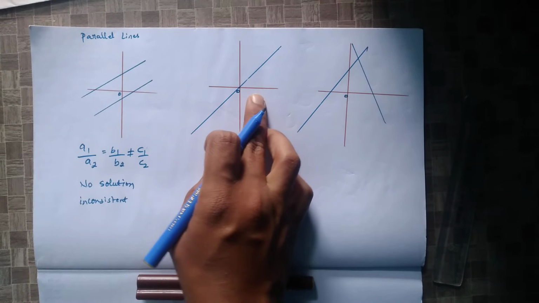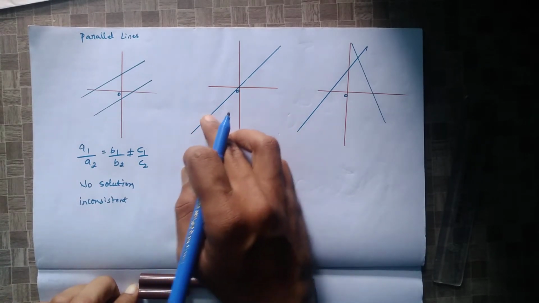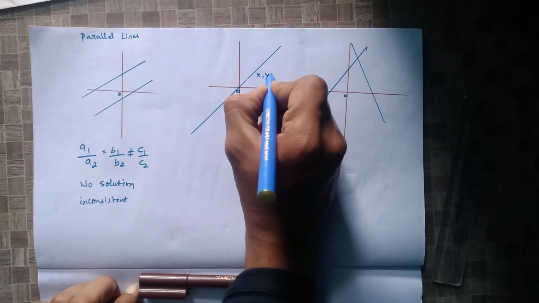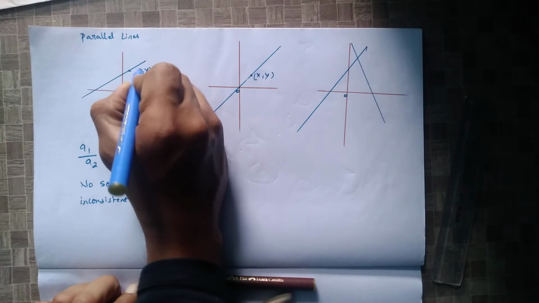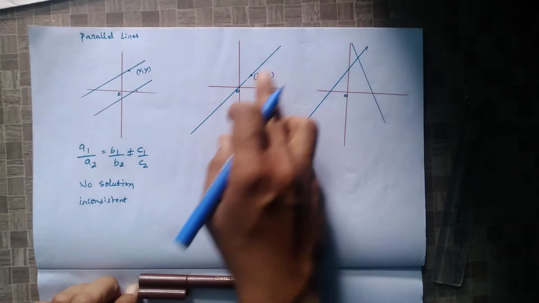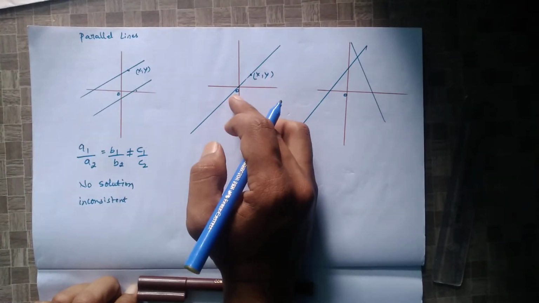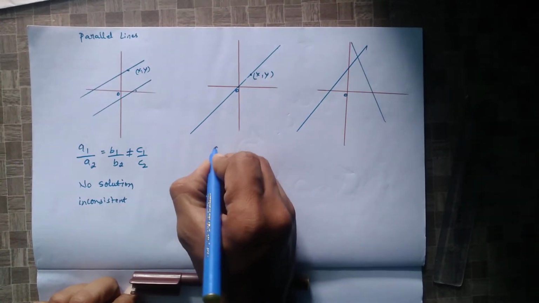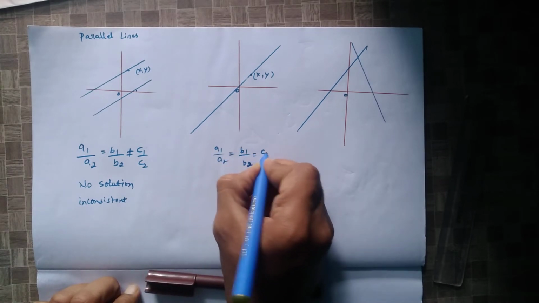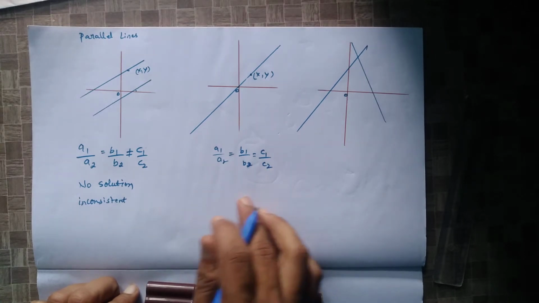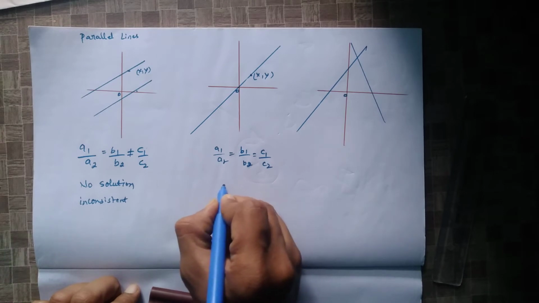Next, this is coincident. These are coincident lines. Here all the points of the equations lie on one line, x comma y. So all the points lie on one line, and these are called coincident lines. Here a1 by a2 is equal to b1 by b2 is equal to c1 by c2. They form infinitely many solutions.